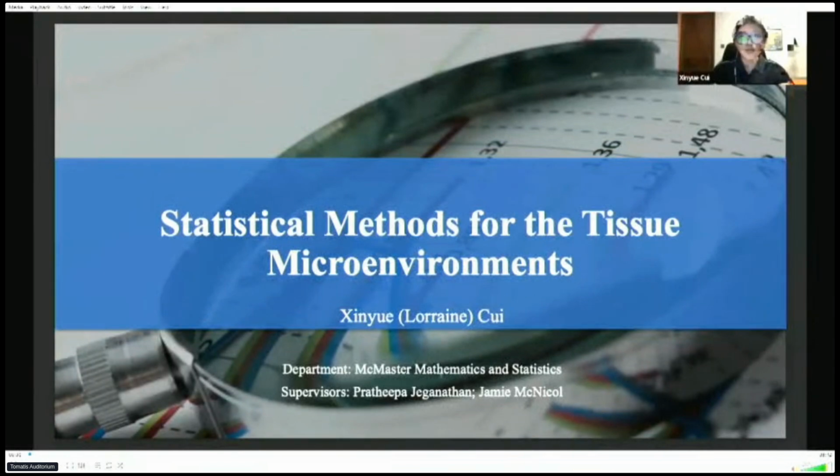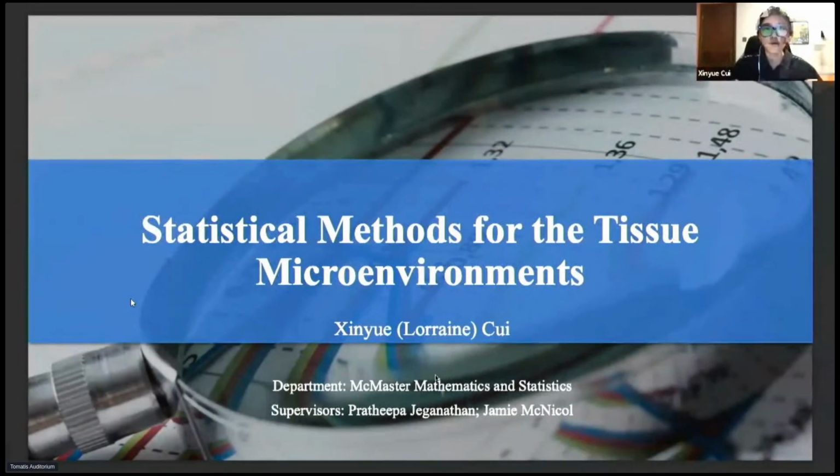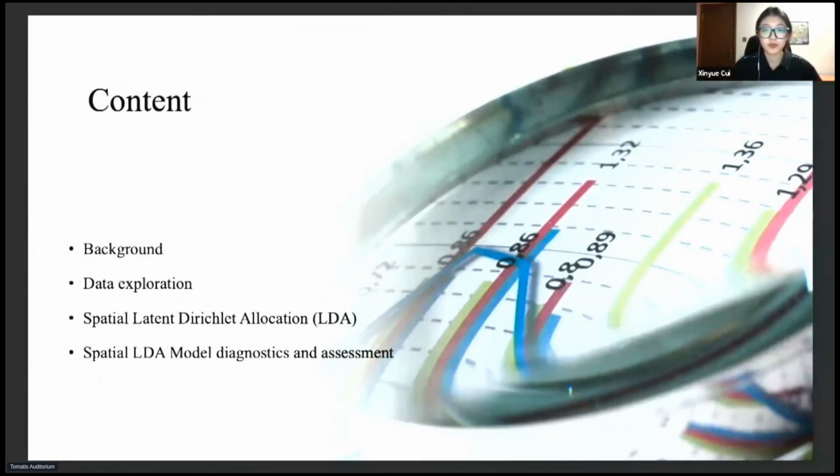Hello everyone, I'm Xinyue. Today I'm going to talk about the statistical method for tissue microenvironments. I will provide some background, discuss tools for data exploration, introduce spatial latent Dirichlet allocation, which is the LDA, and then proceed to the model diagnostic and the model assessment.